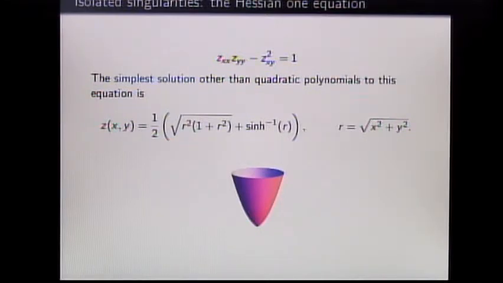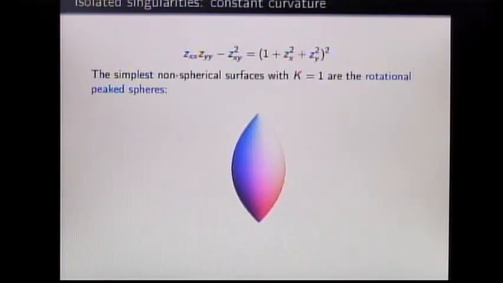Going back to the case of the prescribed curvature equation, if we look for a surface of constant curvature equal to 1 in R3 which is not a round sphere, the most simple example that we can find is this rotational peaked sphere, like a rugby football ball. We cannot have solutions with only one singularity, by the Alexandrov reflection principle. We have to have two symmetric singularities.